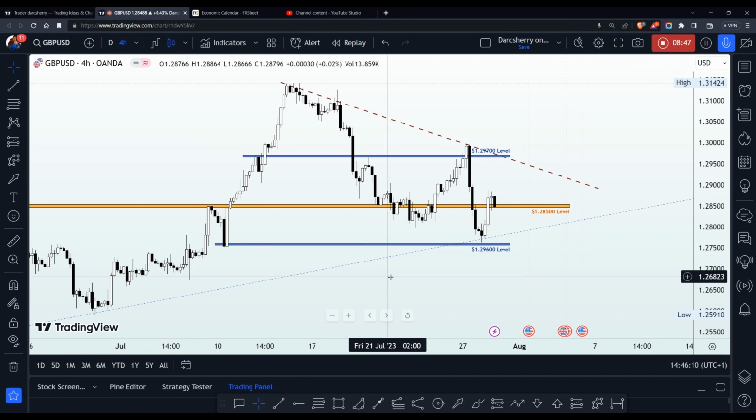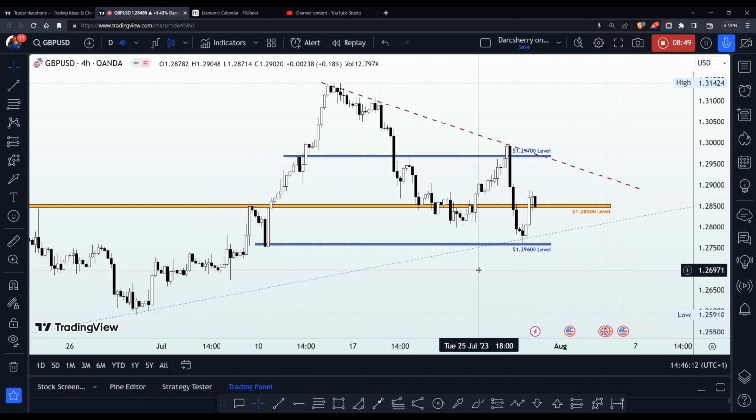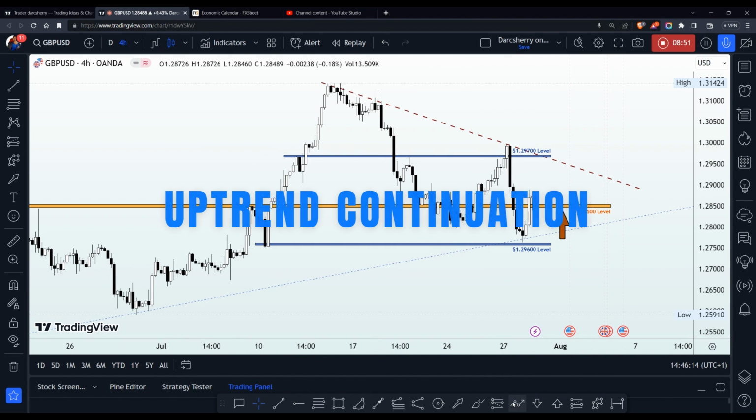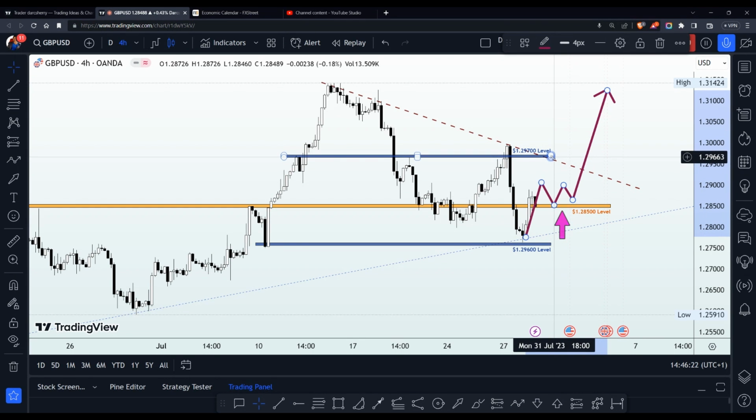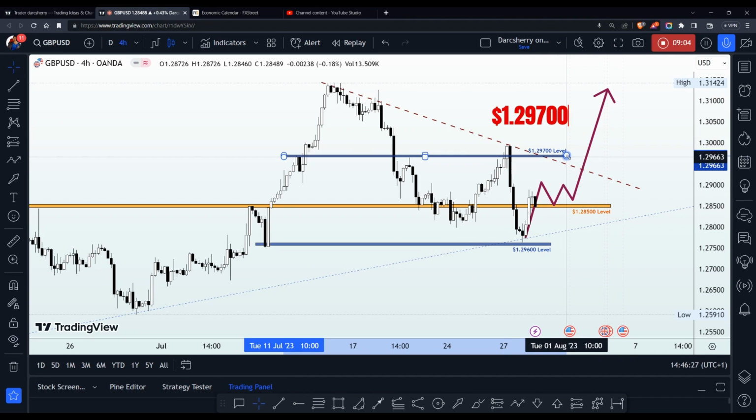So, with this setup here, I'm of the opinion that we are likely going to be seeing an uptrend continuation if price action remains above our key level at the 1.285, where a further breakout of the descending trend line and the 1.297 will welcome more buying opportunities.